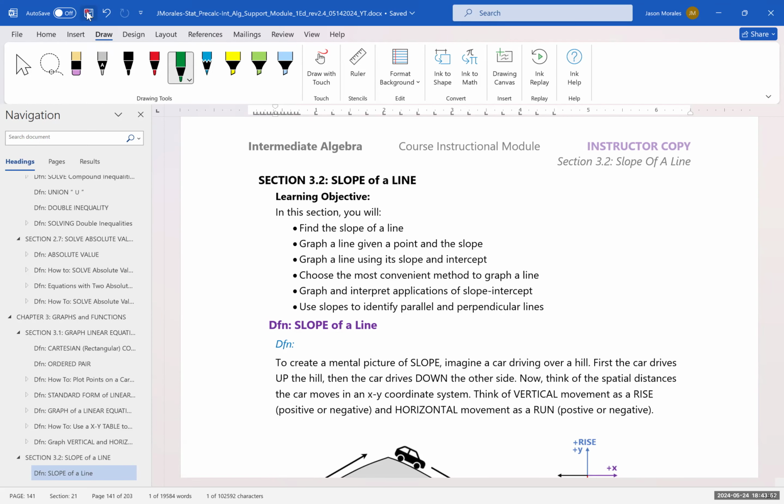Okay, so we looked at graphs of linear equations, and the graphs of linear equations are lines. We had some of the lines going diagonally up and to the right, and we had some lines going diagonally down and to the right. That direction of going up and to the right and down to the right, we call slope. So we're going to talk about the slope of a line in this section.